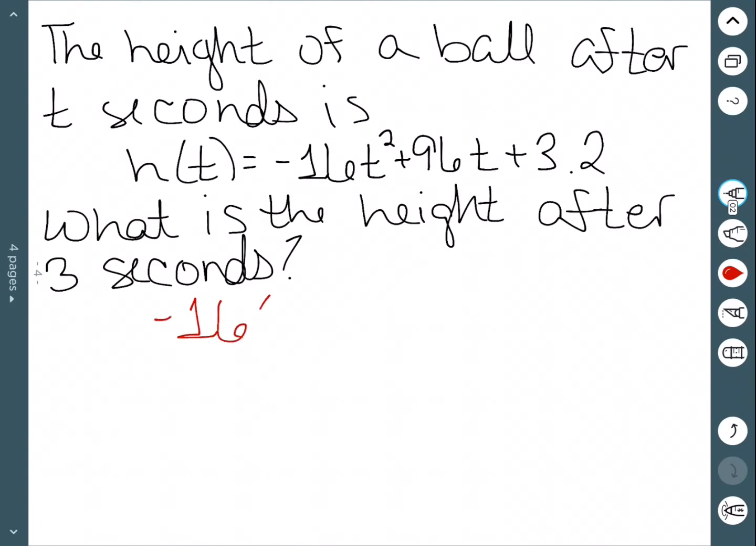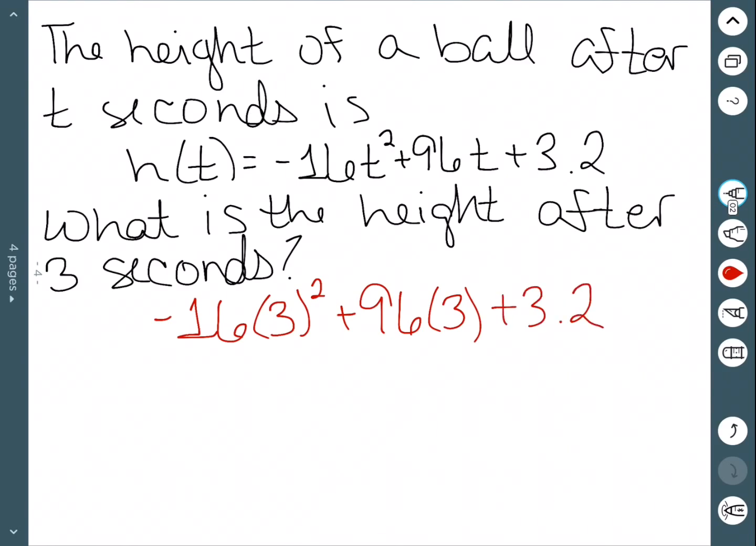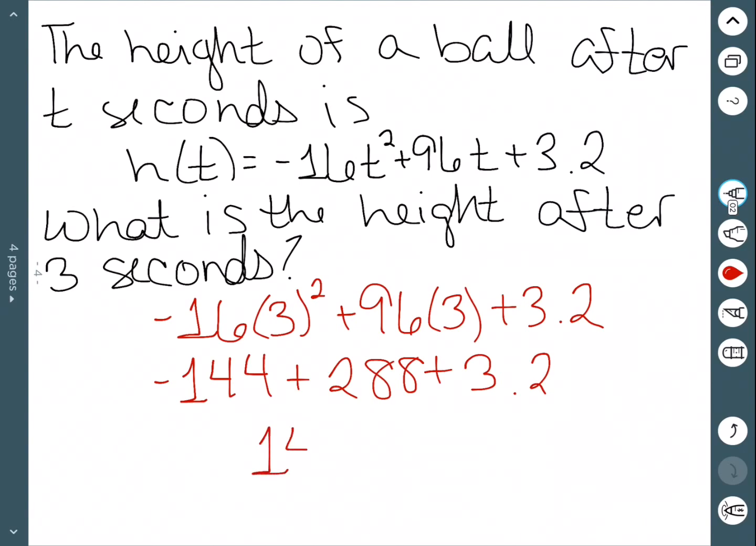So I have negative 16 times 3 squared plus 96 times 3 plus 3.2. And now we can just evaluate this. Doing our multiplications first, I have negative 144 plus 288 plus 3.2. Adding this then gives us a total of 147.2 feet.